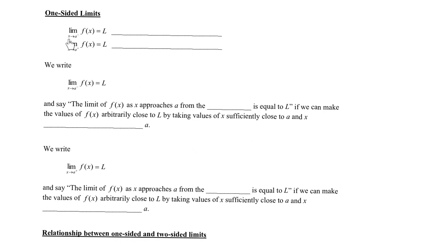Notice the notation here. What this says is x approaches a from the left. The little superscript negative is on the right of the a. If you put it on the left of a, it could be confused for a negative a. So it's got to be on the right side as a superscript. This is the limit as x approaches a from the left of f of x equals L. And this is called the left-hand limit.